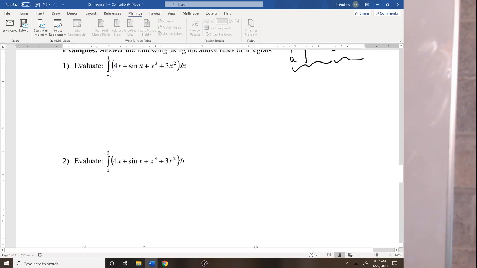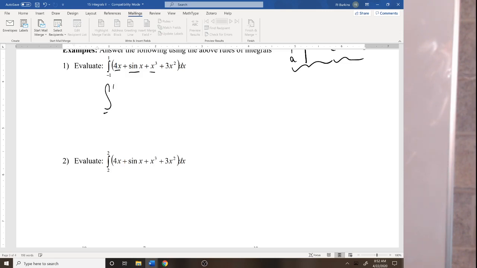So let's try these couple problems here. The first one says evaluate this integral from -1 to 1. I'm going to use the fact that some of these are even and some of them are odd. The first three are all odd functions, they're odd-powered or sine functions, and the last one is an even function.